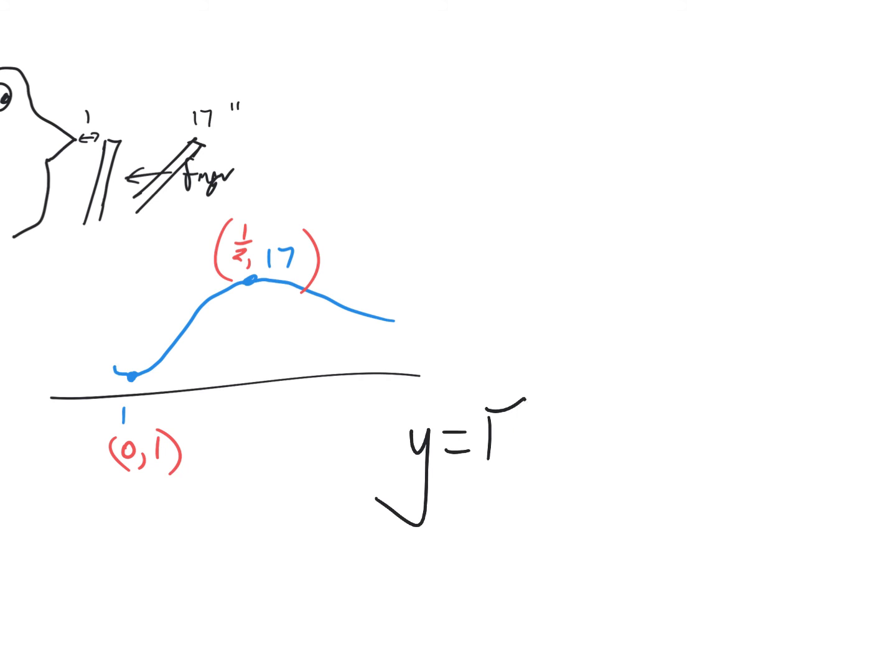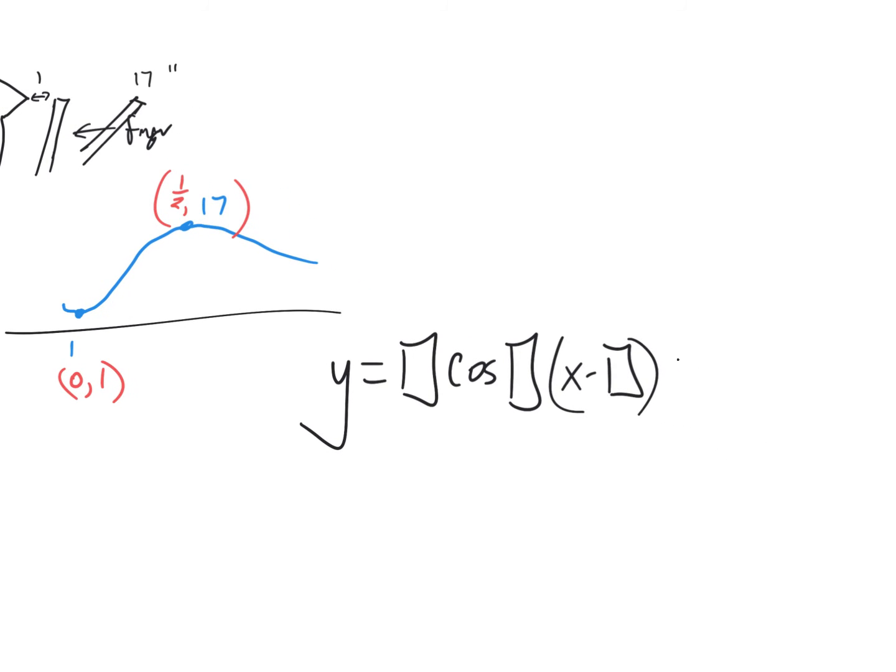y equals box cosine box parenthesis x minus box parenthesis plus box. 4 boxes. Tommy, tell me one of my boxes. Would you start with the midline, actually? Can you tell me the midline? Have you done that yet? 8.5. All right. So tell me how you're thinking that through. Do you agree it's related to the 17 and the 1? It would be 9.